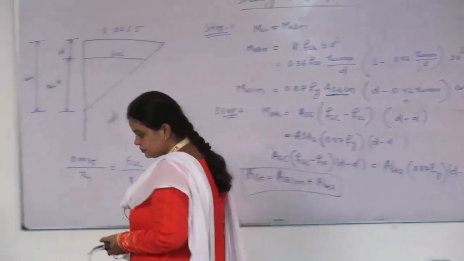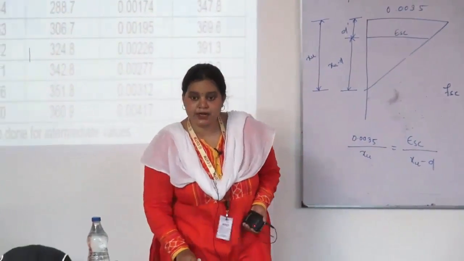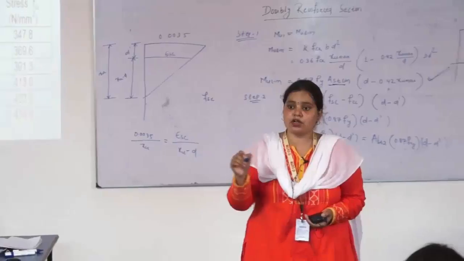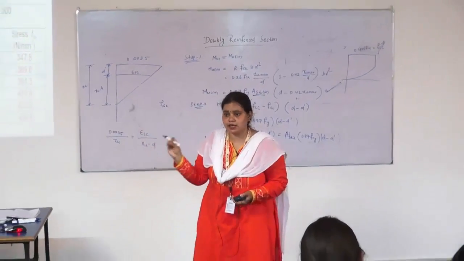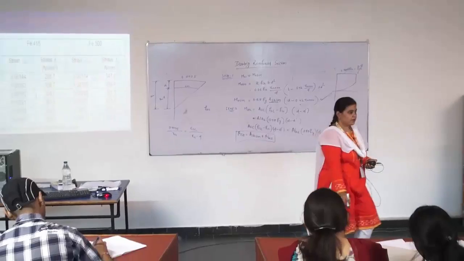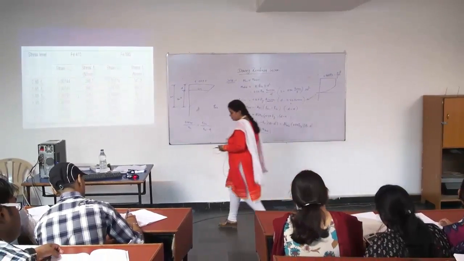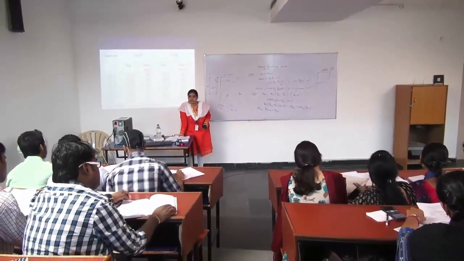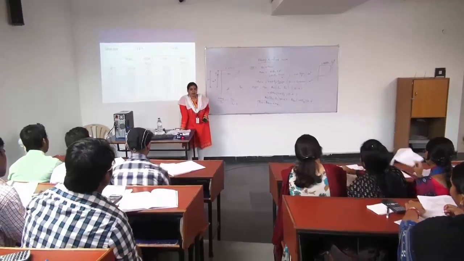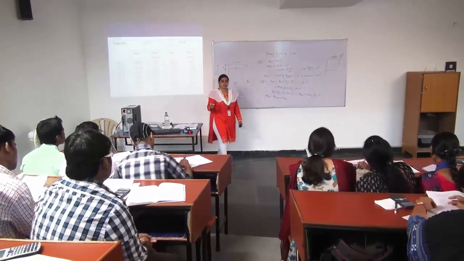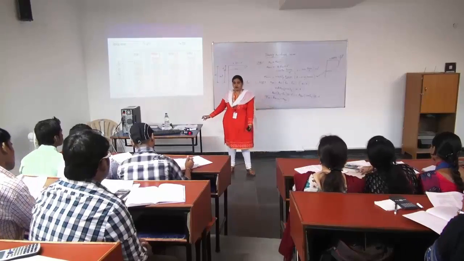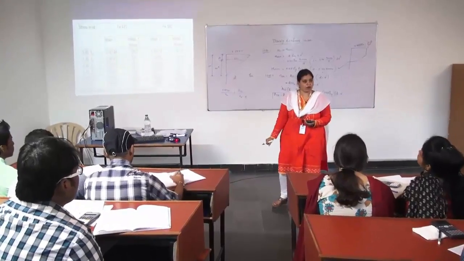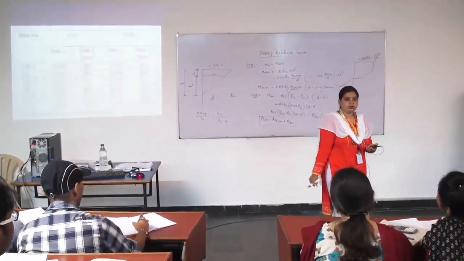How much? 142 kilonewton meter. Now what is MUC? MUC equals MU1 plus MUC. Okay, calculate. 319 kilonewton meter. So what is our actual moment of resistance? Of 319, take the minimum of MUT and MUC. We are going to take that as MU, the moment of resistance of the doubly reinforced section. So this is our analysis part. All of you understand? Anybody have doubt?